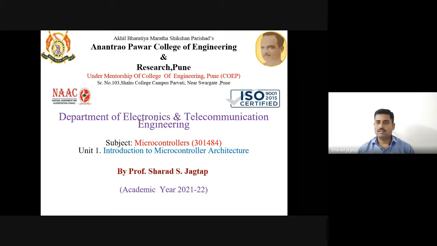So before starting the actual syllabus, I will give the details about the curriculum. For this microcontroller subject, there are 30 marks of in-semester examination and 70 marks of end semester examination, 2 hours of practical session and 3 lectures in a week. The first 2 units of microcontroller are based on 8051 microcontroller, and the remaining 4 units are based on PIC microcontroller. The first unit of this subject is Introduction to Microcontroller Architecture.